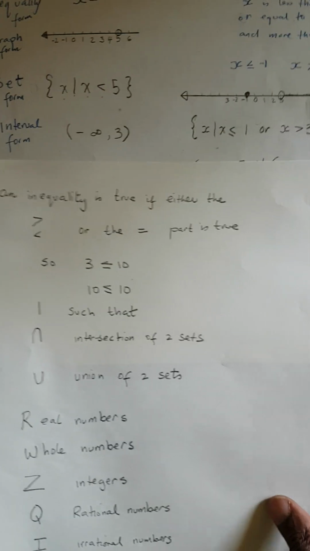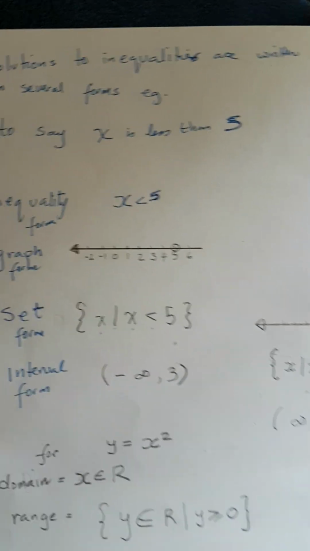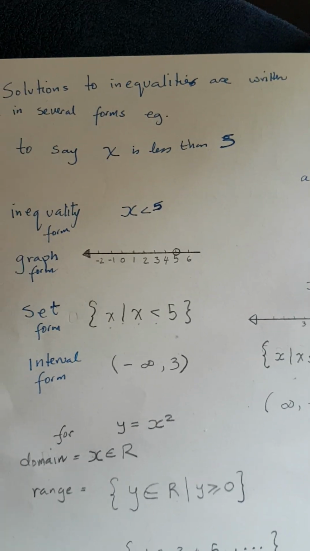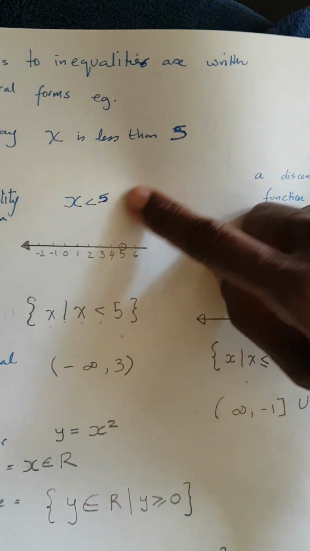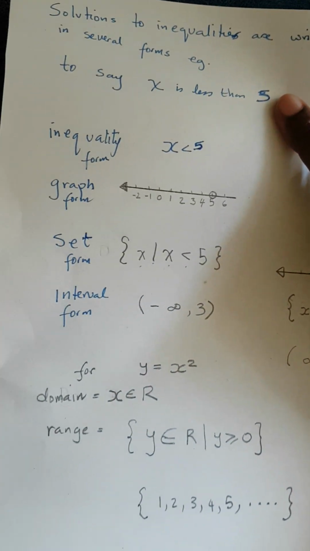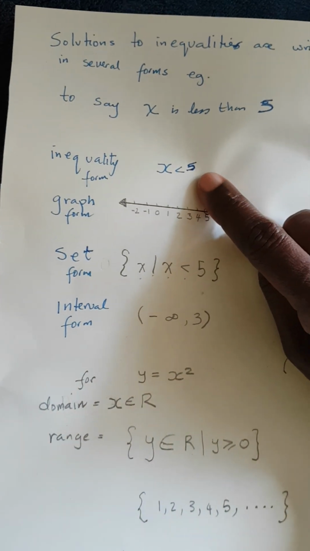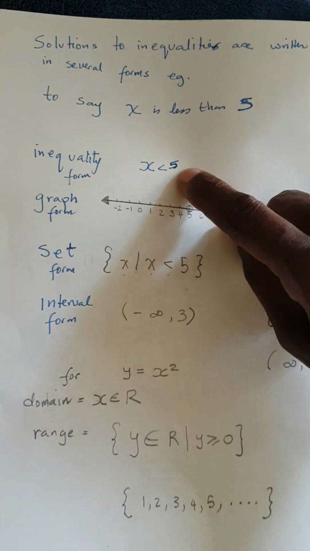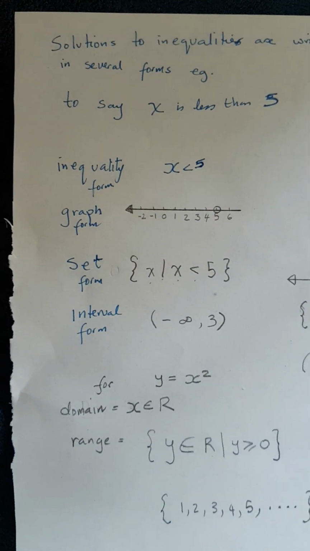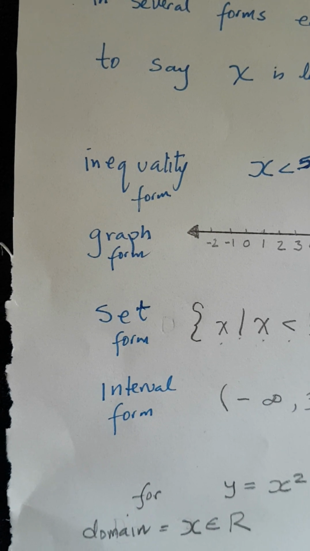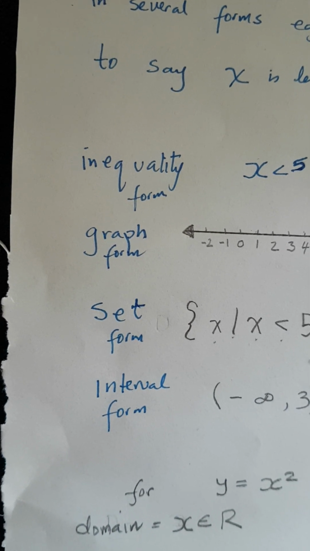There are quite a few different ways to write solutions to inequalities. So for example, to say something as simple as x is less than 5, you can say x is less than 5, or you can write x < 5. There are 4 general forms that you will see at this level, grade 11, grade 12. You will see the inequality form, graph form, set form, and interval form.